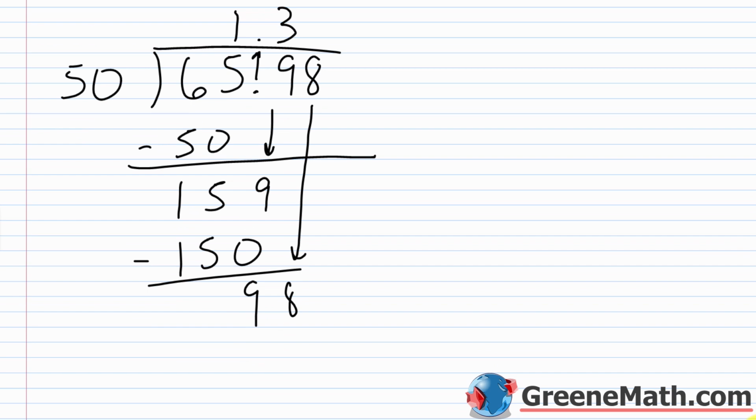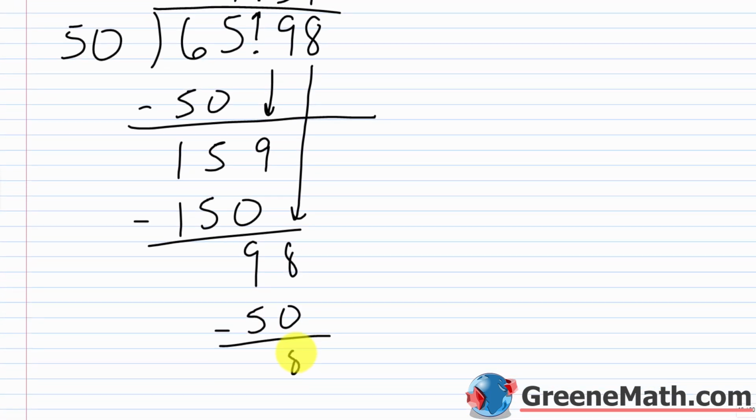So I know that 50 is going to go into 98 once. Only once. 1 times 50 is 50. Subtract, and we'd have 48, right? 8 minus 0 is 8. 9 minus 5 is 4. So we continue, right? We put a 0 after the 8, and we bring that down.